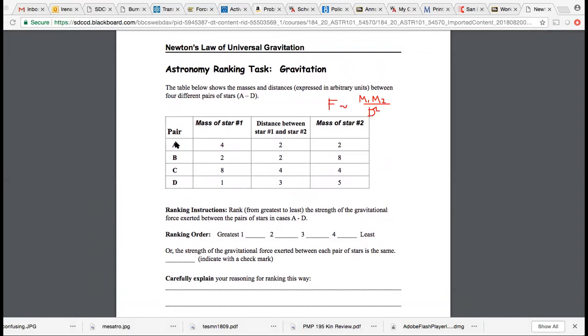So the force would be, okay, you do 4 times 2, which is 8, divided by 2. No, wait, you are constantly forgetting that one little thing. 2 squared, okay, very good. So what do you get? 2 squared is 4. That would be 8 divided by 4, which is 2. Yes, very good. So the force here would be 2.